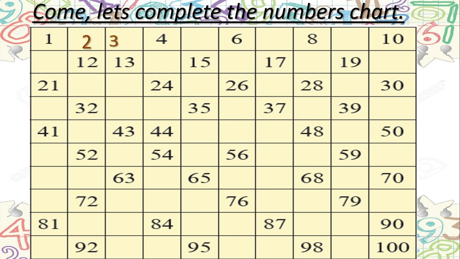3, 4, 5, 6 is given, 7, 8, 9, 10 is given, here 11, isn't it? 12, 13, then 14, 15 is given, 16, then 17, then comes 18, 19 is given, 20, right? I hope you know each and everything here, correct?